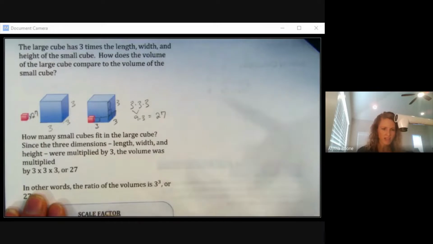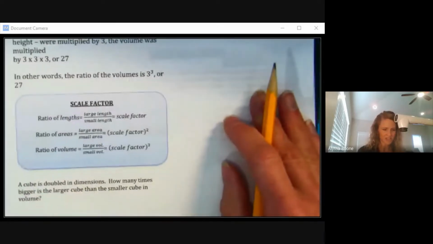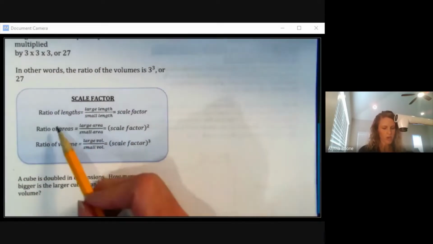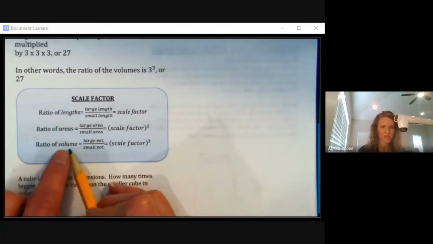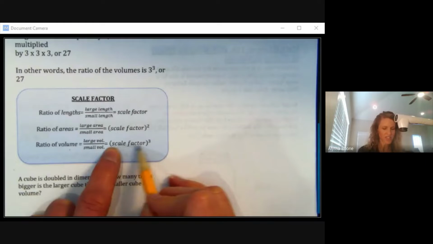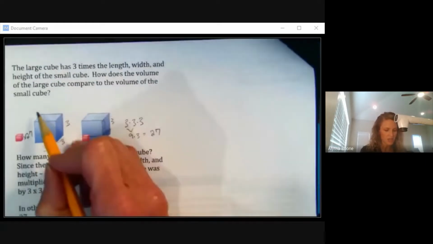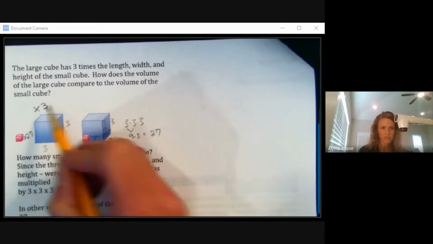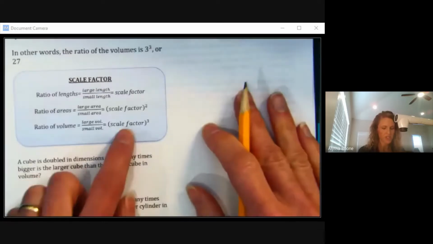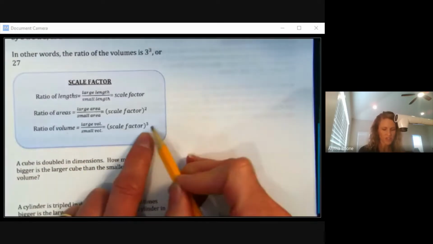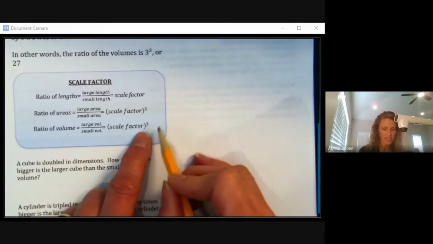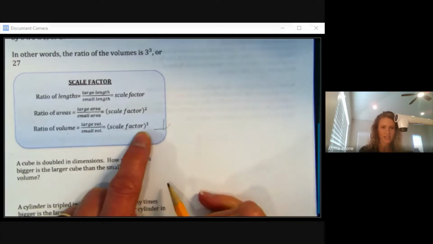So there is a math law in that, and that has to do with the ratio of volume. We'll skip right down here to volume. The ratio of volume is going to be whatever your scale factor is. In our case, we did dimensions times 3. You take your scale factor and you cube it because there are 3 dimensions: length, width, and height.